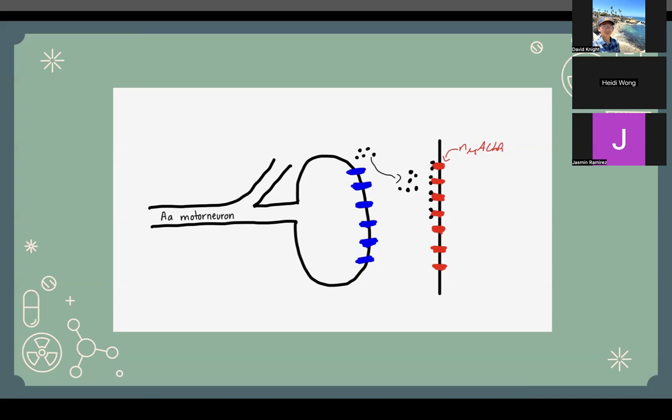However, in the lab experiment, the synaptic delay is actually much longer than in reality because we recorded the MAP rather than the EPP directly, the end plate potential. This additional time accounts for the period required for the EPP to reach threshold, initiate an action potential, and propagate along the muscle fiber membrane to the recording electrodes.